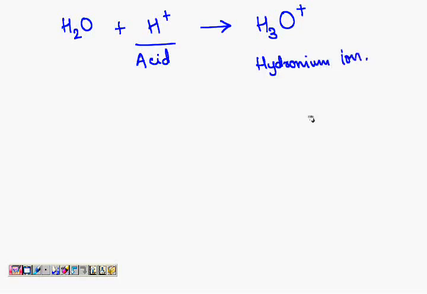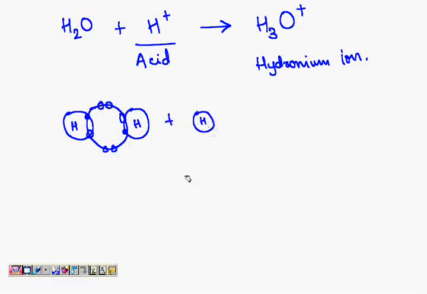Now this also can be represented with the help of the diagram. Now water molecule, again I am just showing the outermost orbit of oxygen. You can see there are 8 electrons. Plus this H is there, you can see there is no orbit, so the proton is carrying a positive charge. So what will happen, this hydrogen will come over here and it will share this pair of electrons.